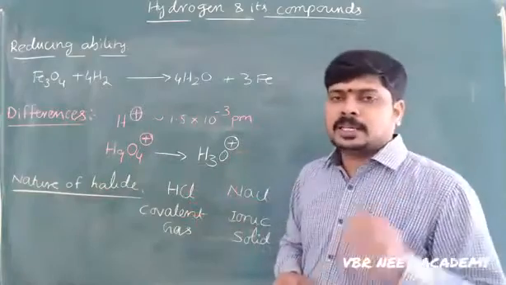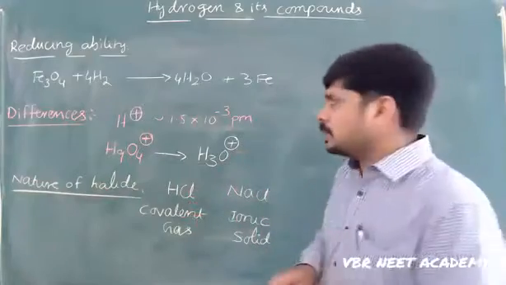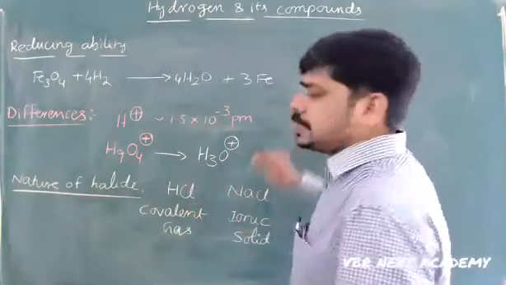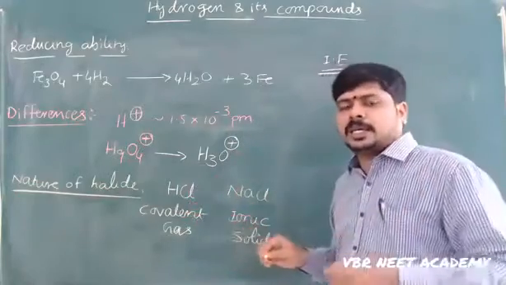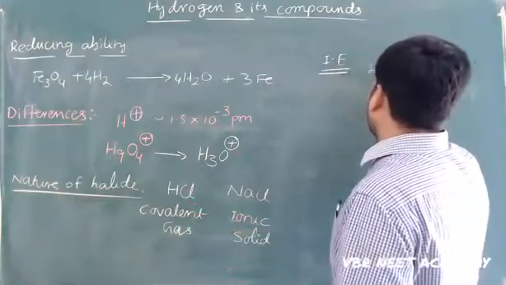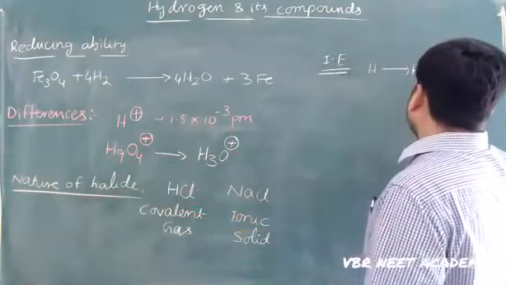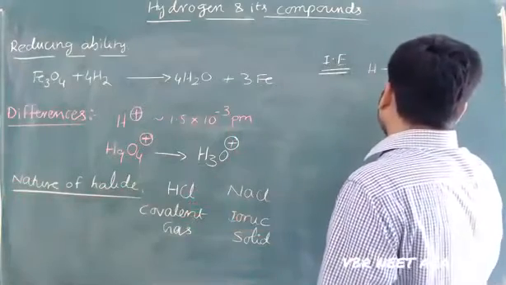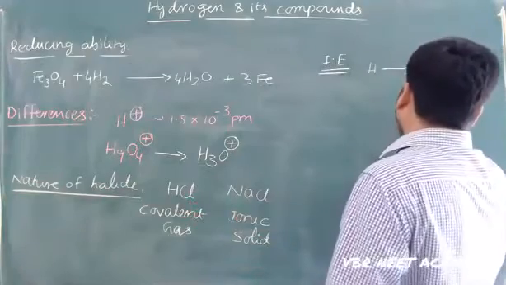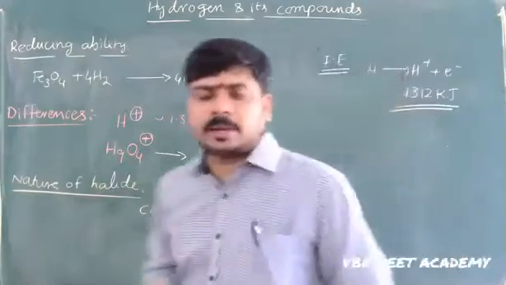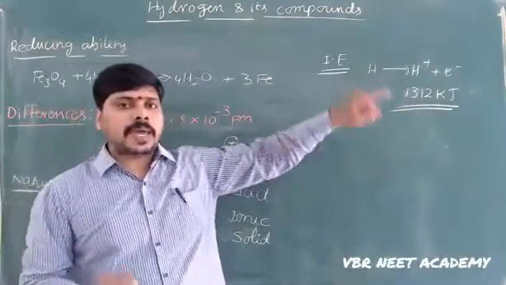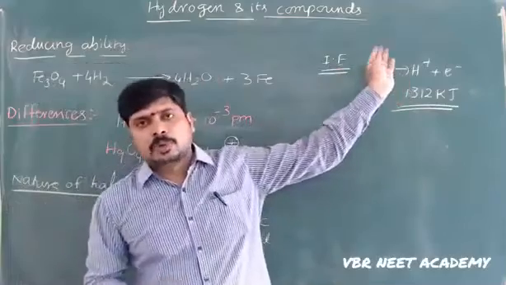And one more point is ionization enthalpy. So what is ionization enthalpy? The ionization enthalpy of alkali metals is going to be very low, whereas hydrogen requires 1312 kilojoules of energy. How much energy is required to remove the electron from hydrogen? It requires 1312 kilojoules of energy to remove the electron from hydrogen.